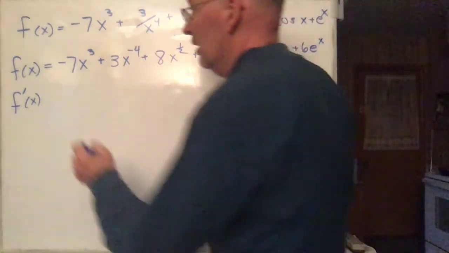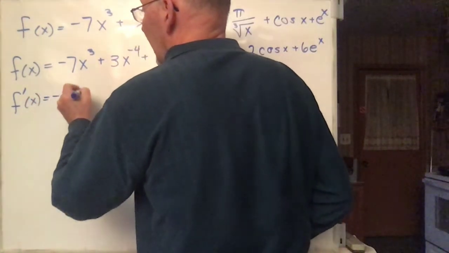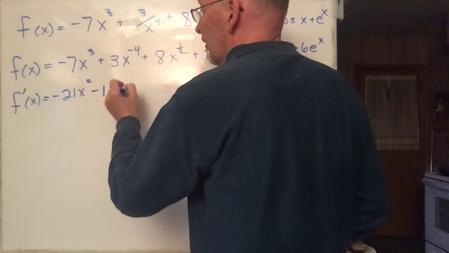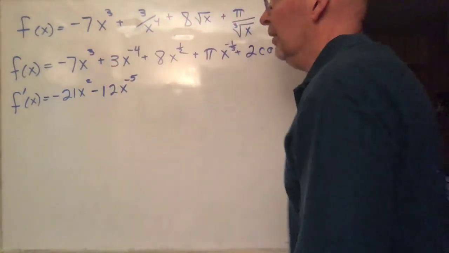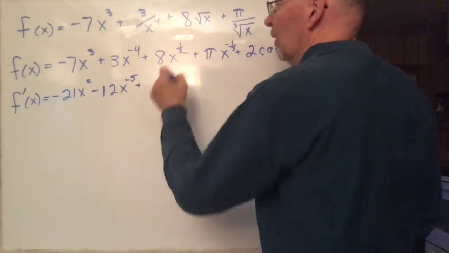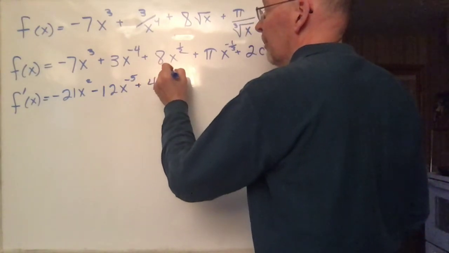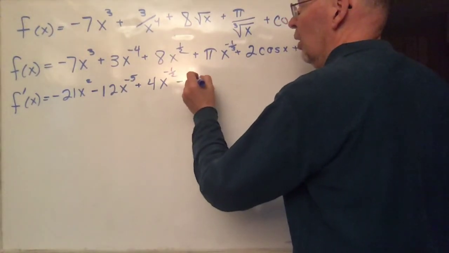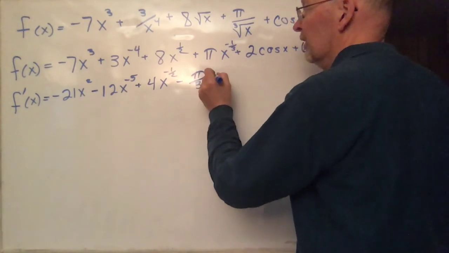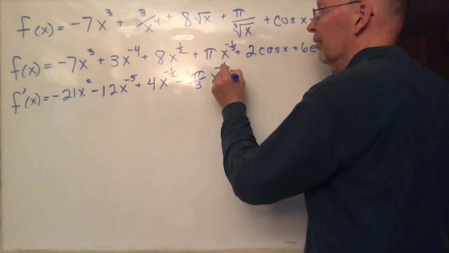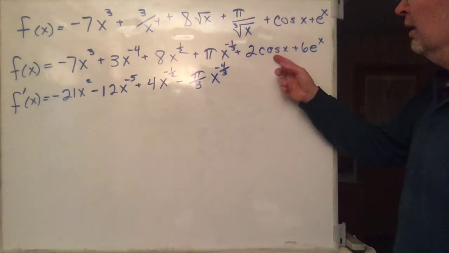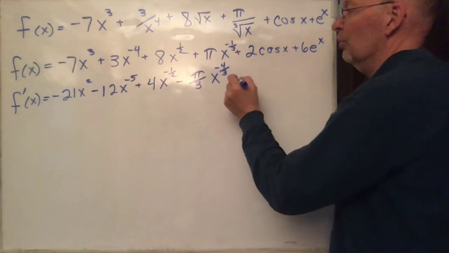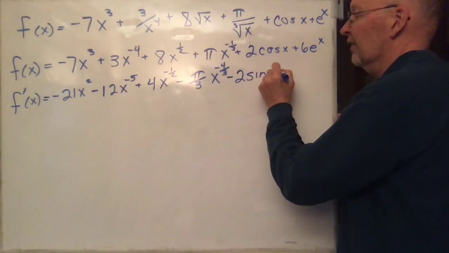Well, you bring this down. So it's going to be negative 21x squared. You subtract 1. You bring this down. It's going to be minus 12x to the minus 5. You subtract 1. 8 times 1/2 is going to be 4 times x to the minus 1/2 after you subtract 1. It's going to be minus 1/3 pi, so minus pi over 3 times x to the minus 4/3 after you subtract 1. Remember what the derivative of cosine is? It's negative sine, so it's going to be minus 2 times the sine of x.